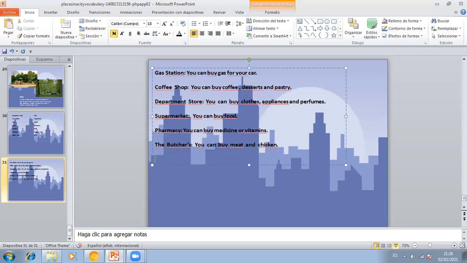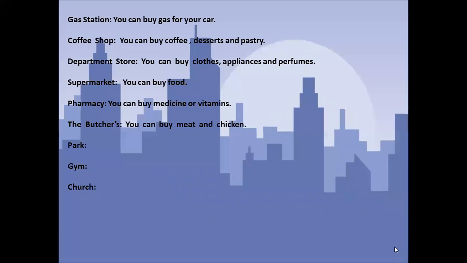Okay, we have two more places, everybody. In the park, in the gym, and in the church. What can you do in these places, everybody? Okay, continue, please. In the chat, write the possible definitions, the activities you can do in these places. Okay, Maribel says you can buy aspirins in the pharmacy. Very good. Okay, in the park, the gym, and the church. What can you do in these places, everybody? Write in the chat. You can choose the park, the gym, or the church. Give me the definition in the chat, please, in the general chat.